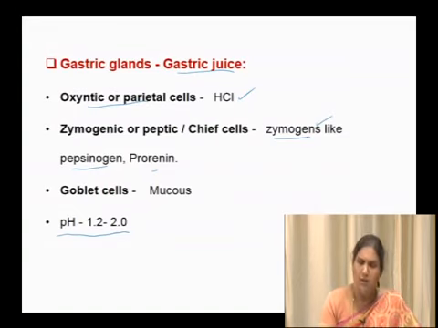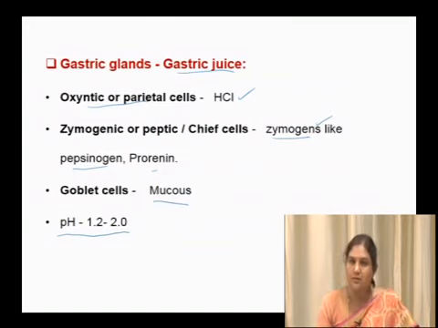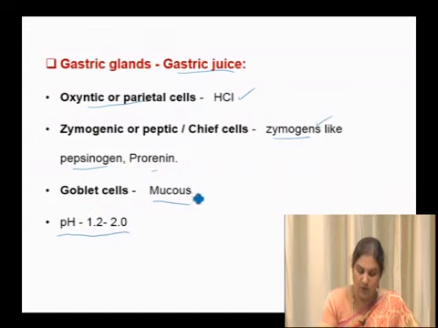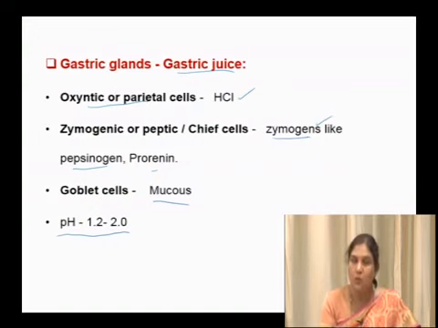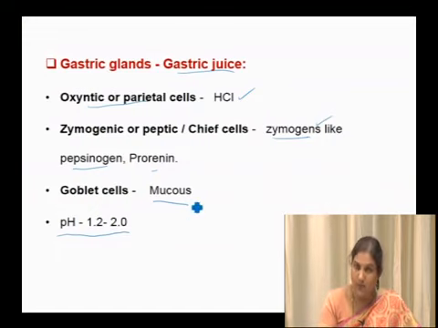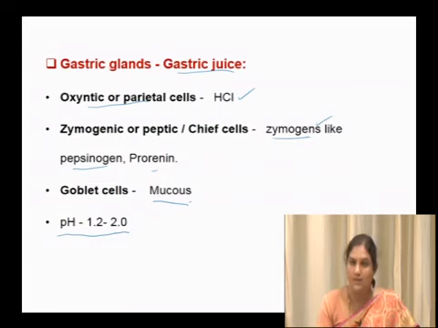Goblet cells, millions of goblet cells, they line the walls of the stomach. They secrete mucus. What a wonderful creation it is. HCl, there is a chance that it may corrode the wall of the stomach. It doesn't happen so, because mucus is being secreted by the goblet cells and protects the walls of the stomach.